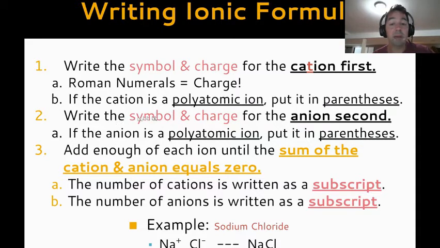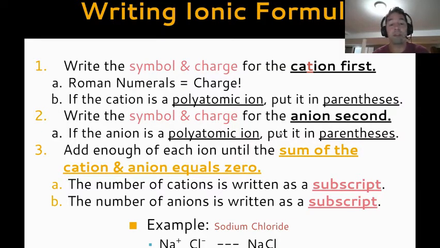If the cation is a polyatomic ion, you put it in parentheses. So next, you write the symbol and charge for the anion. The anion always goes second. The positive ion goes first. The negative one goes second. If the anion is a polyatomic ion, put the whole thing in parentheses. You have to also include the subscript.